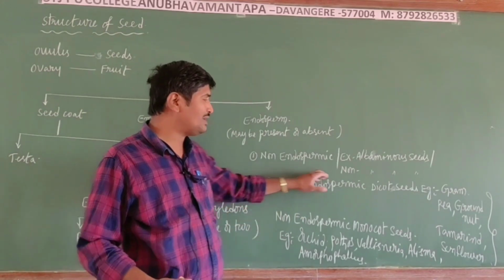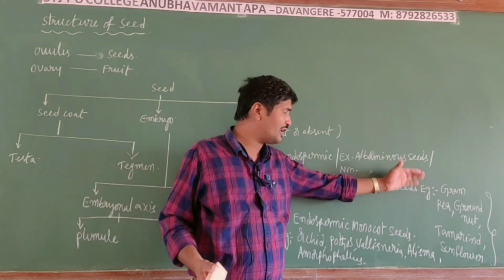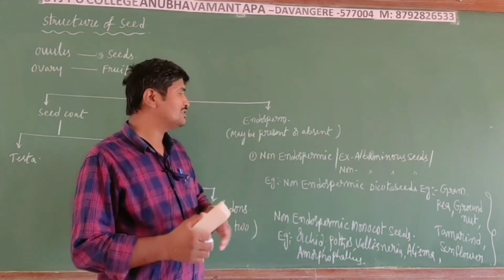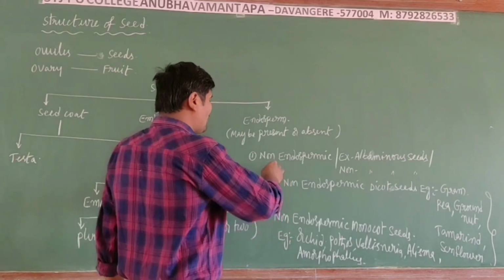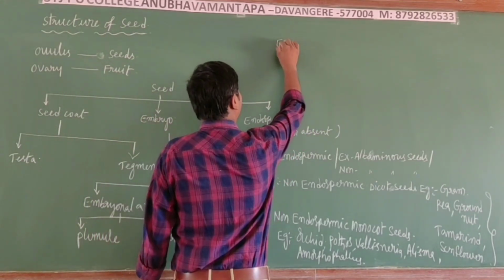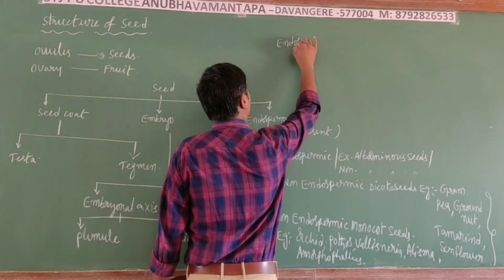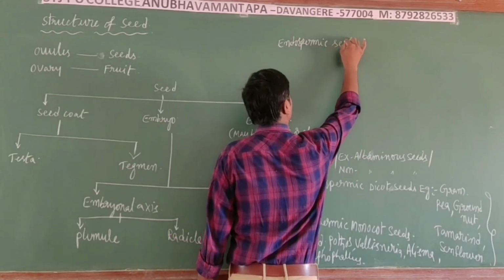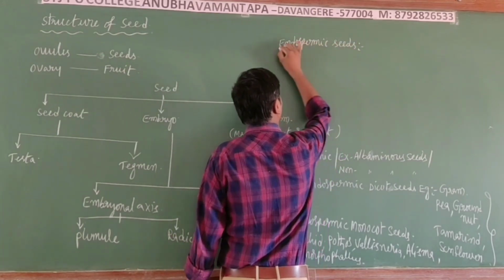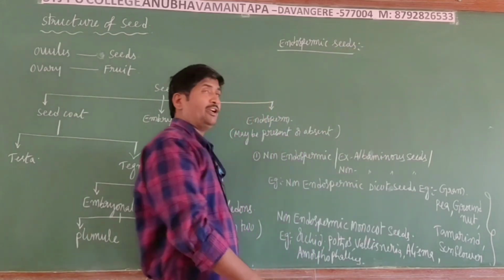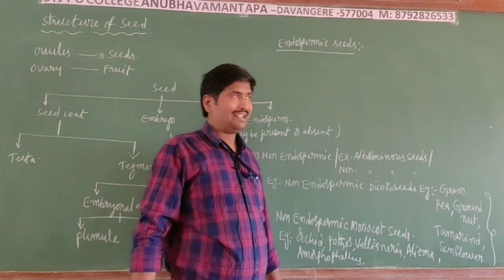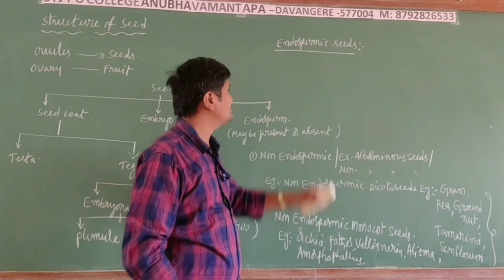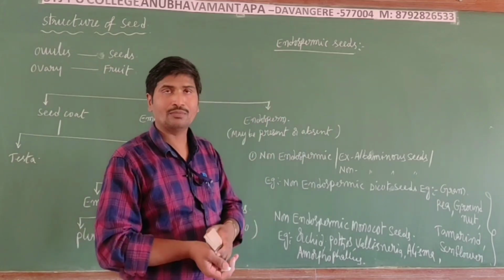The non-endospermic dicot seeds: gram, pea, groundnut, tamarind and sunflower. So these are the examples of non-endospermic seeds. And what about endospermic seeds? Endospermic seeds are albuminous seeds. So what are endospermic seeds? Endospermic seeds means the seeds contain the endosperm.